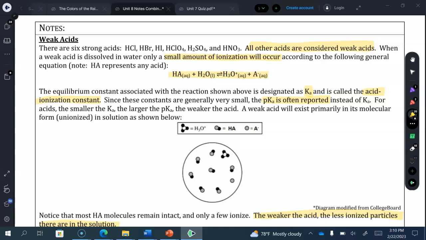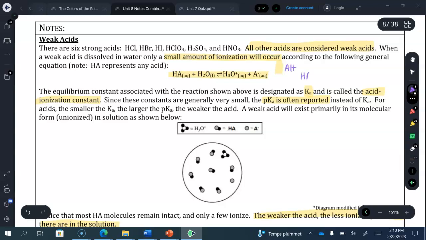So, getting started. There are 6 strong acids, as we've mentioned before. All other acids are considered weak acids. When a weak acid is dissolved in water, only a small amount of ionization will occur according to the general equation given below.